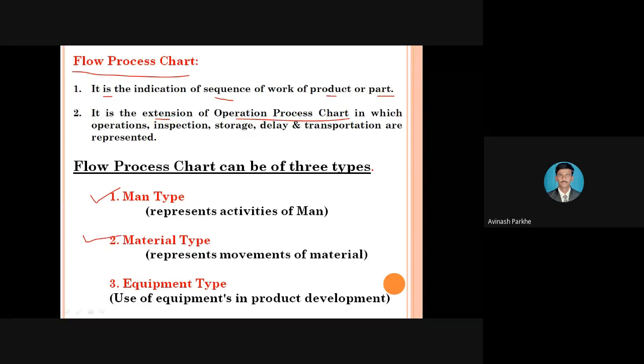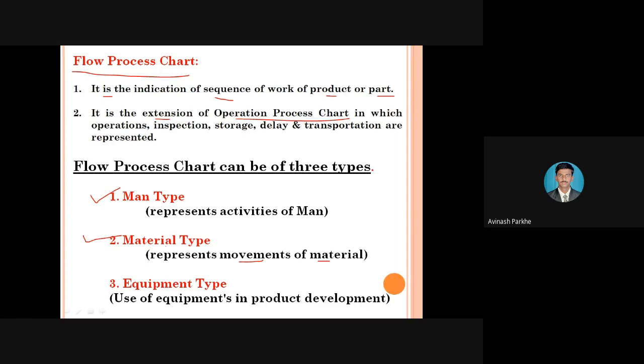Similarly, second, material. Material type means it represents the movement of the material. Movement of the material in the sense of machine number one, machine number two, machine number three. Some operations are performed on machine number one, so all the operations performed on machine number one are represented by this material type of flow process chart. After performing all the operations on machine number one, your component, your product, moves to machine number two. Again, whatever number of operations and movements take place on that material at machine number two, all those movements are represented by using the material type.